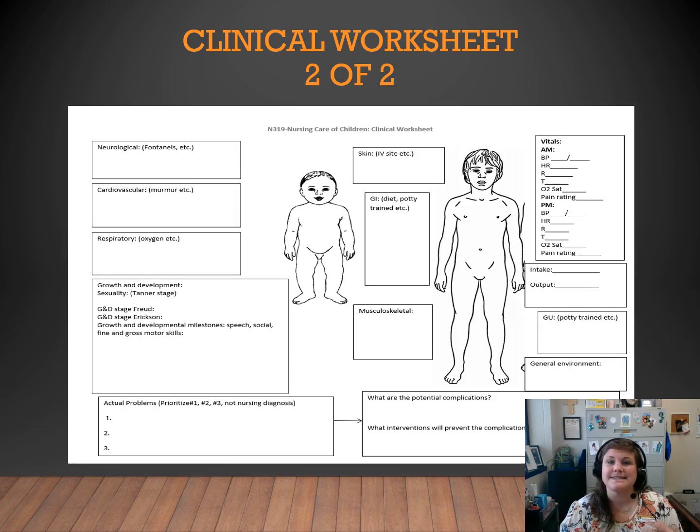Okay, so this is the second clinical worksheet. This is probably the first thing you see when you open this file in Microsoft Word, but this is the second page of that. And this is one where you're basically looking at the patient in terms of body systems. So you're answering things about the patient based on whatever system it's asking you about.